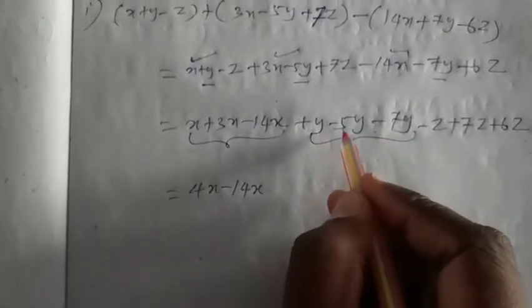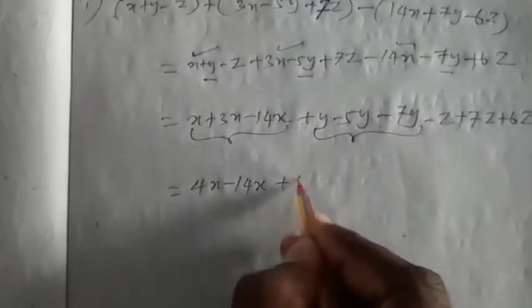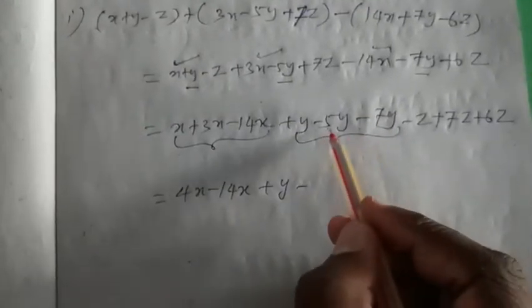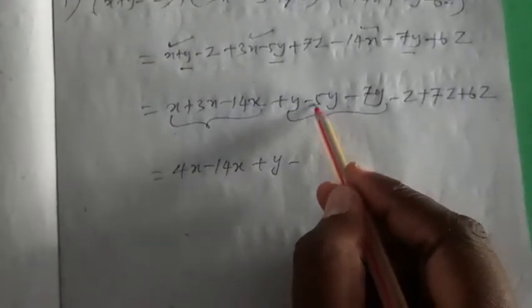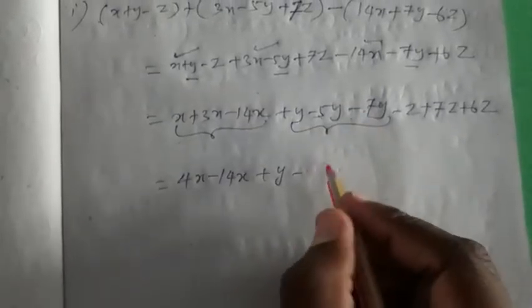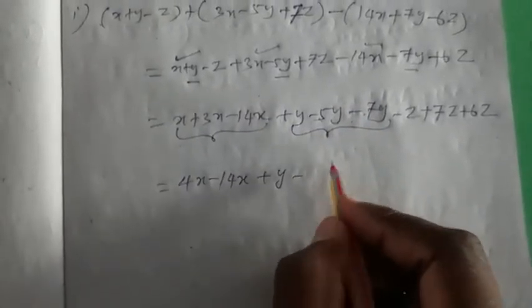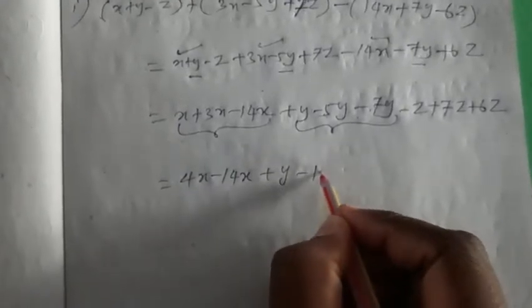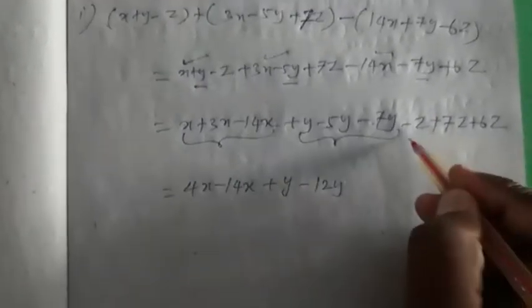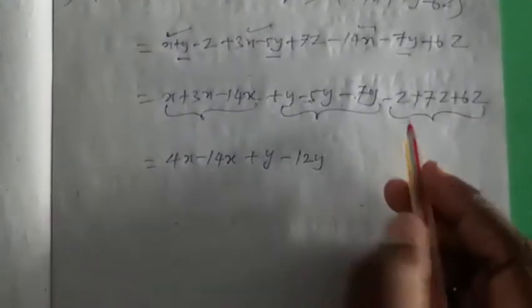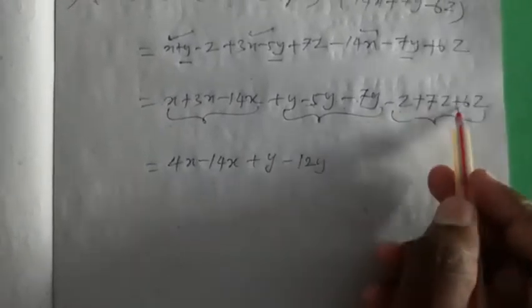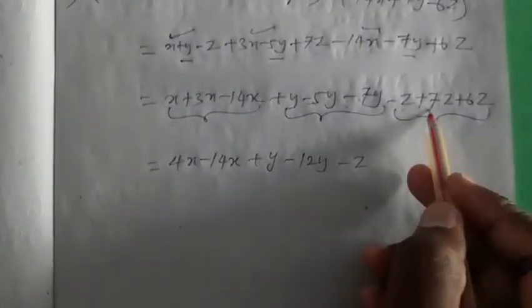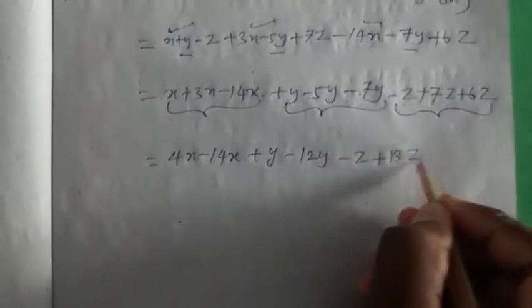Next, see the y terms. These three are like terms: y minus 5y minus 7y. First adding like signs, or same signs: minus 5 minus 7 is minus 12, so minus 12y. Next, see that these three are the same like terms: minus z plus 7z plus 6z. So 7 plus 6 we get plus 13z.